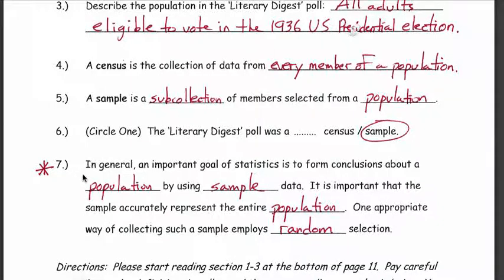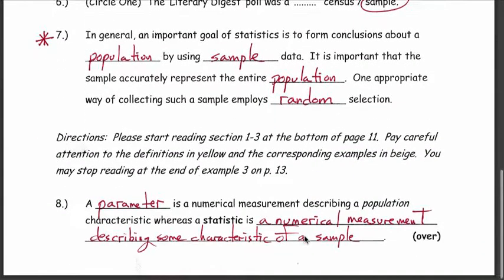I starred number 7 because number 7 represents the main idea here of this unit. So an important goal of statistics in general is to try and make a conclusion about a population. We usually can't survey or sample every member of a population, so we try to make a conclusion about some characteristic of the population by looking at that same characteristic of a sample or a piece of that population. So to accurately represent the entire population, one very important way of collecting data is to make sure that we're using random selection. So proceeding then, a parameter represents a characteristic of a population, whereas a statistic represents a characteristic of a sample. So notice the P's and the S's go together. Parameter describes population. Statistic describes sample, P, P, S, S.